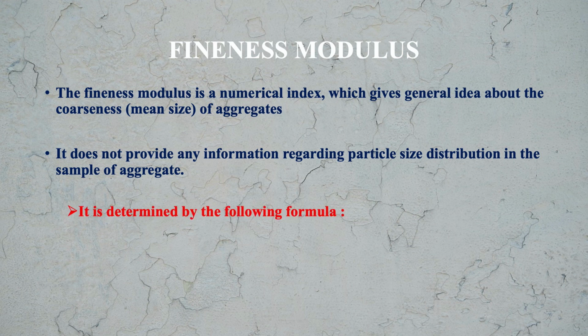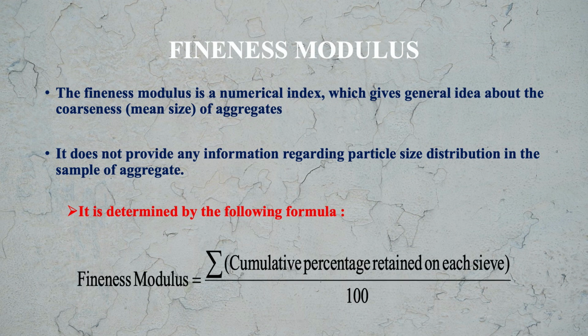It is determined by the formula given here: the fineness modulus equals the sum of the cumulative percentage retained on each sieve divided by 100. So this way we calculate the fineness modulus.